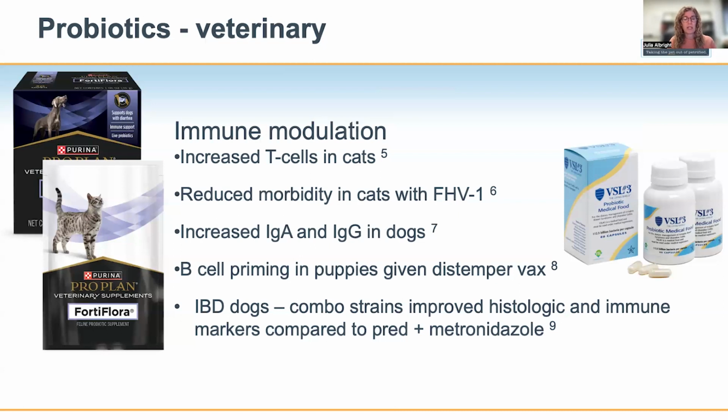And then an older study using what was then called VSL number 3. This was a combination of strains, and it was given to dogs with IBD. And when given this product, they had improved histologic and immune markers compared to dogs given prednisone and metronidazole combination for their IBD signs.